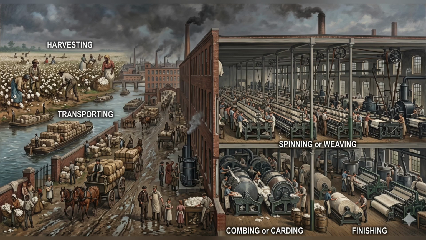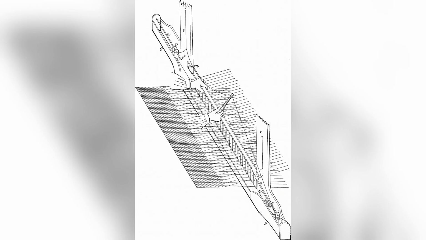Cotton cloth production consisted of 5 major operations: harvesting, transporting, combing or carding, spinning or weaving, and finishing. Mechanization dramatically improved each of these steps, beginning with weaving, which led the way in transforming production into a faster and more efficient industrial process. The shuttle increased the productivity of weavers so much that each weaver now needed 4 spinners to supply enough thread. This imbalance spurred invention in spinning technology.